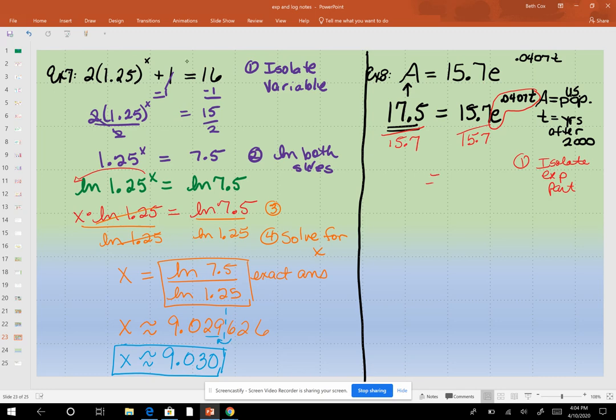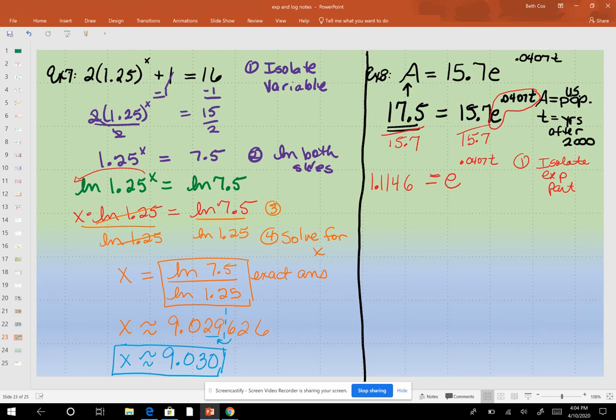All right, so that's going to give me e to the 0.0407t is equal to this decimal. Use my calculator. And I'm going to do 17.5 divided by 15.7. And I get 1.1146. Now, I'm not going to clear my calculator. In my calculator, I have this whole big long decimal stored, and I'm not going to clear it because I still got some work to do. Okay, so it's real important that you don't clear your calculator.